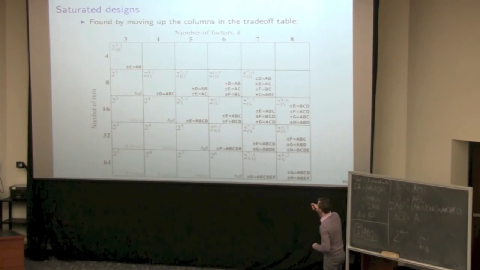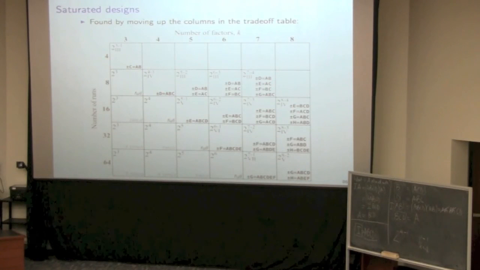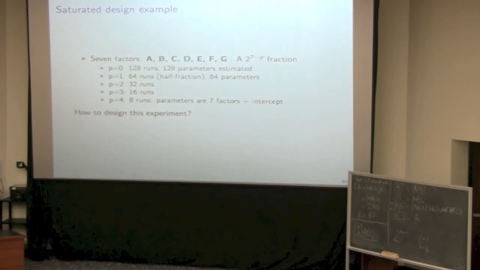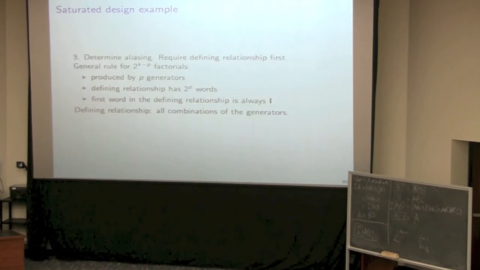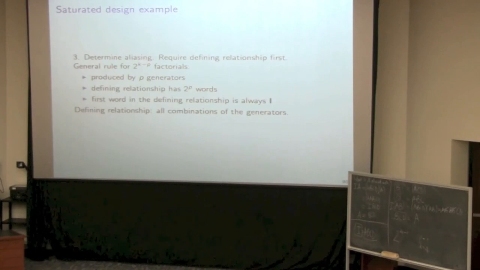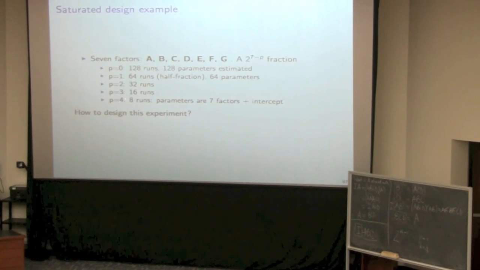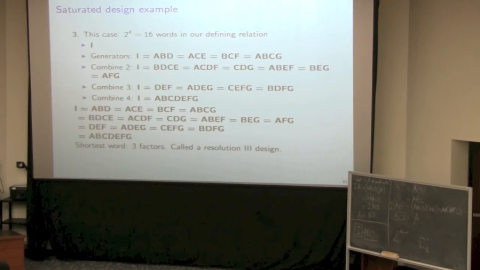But as we move up this table, it's going to get messier and messier the more you move over to the right-hand side. When you calculate the generator there, those are my four generators, now I go take all combinations of the generators. Okay, so this is the next. We've got a 2 to the 7 minus 4 example here. We're going to look at this case of 2 to the 7 minus 4. So P is 4. So I'm going to have 2 to the 4 words, 16 words. Where do those 16 words come from?